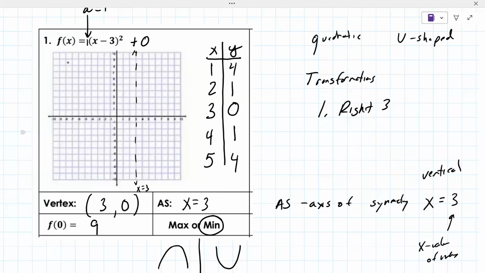Okay, so these are ordered pairs. So you go to your graph here: 3, 0; 2, 1; 4, 1; 5, 4; and then 1, 4. And again, it's got a U shape, like you have to give it a little bit of a curvature when you graph this thing, especially down here at the bottom. And then also the arrows at the end.